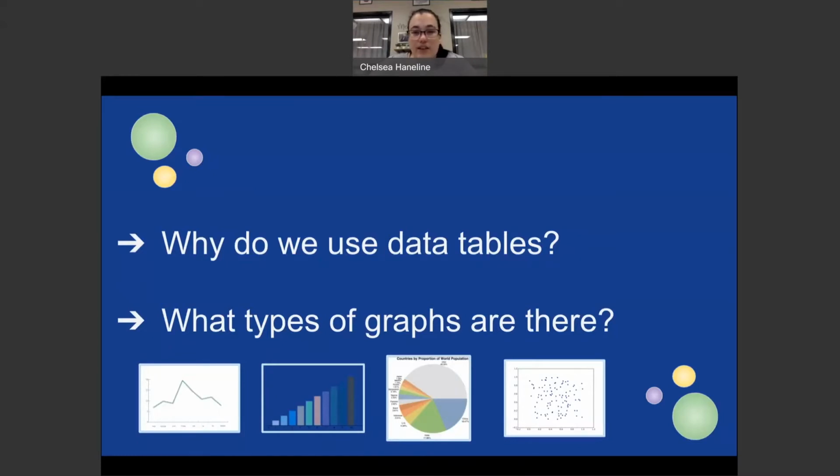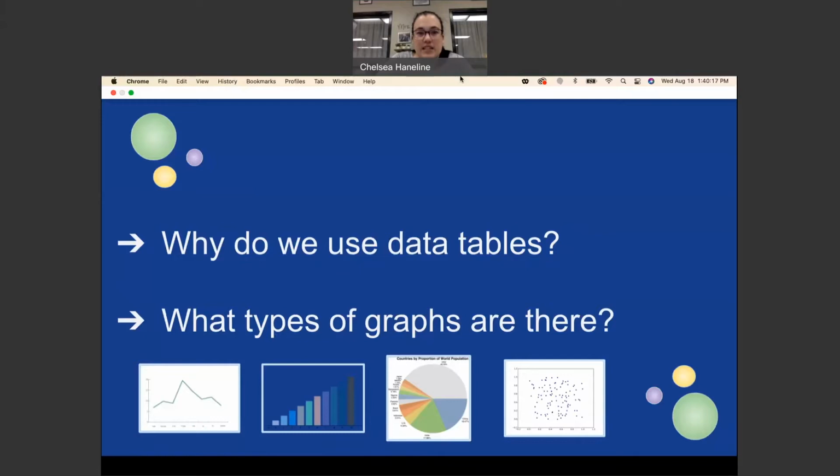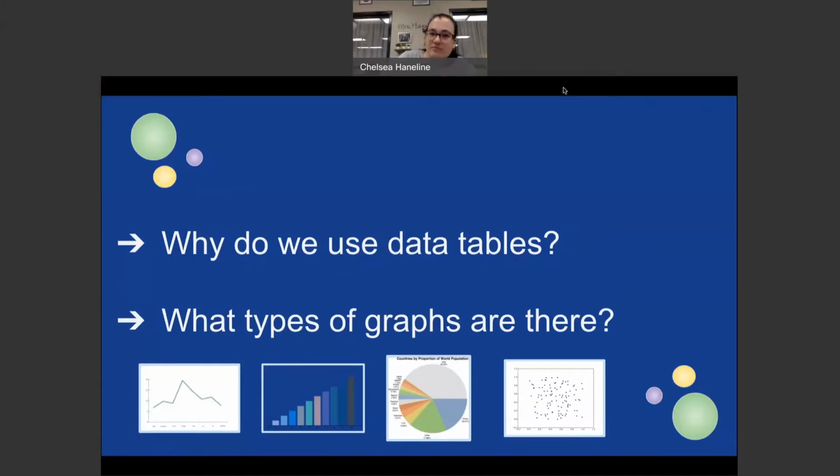So what types of graphs are there? There are line graphs, which is the one that is first shown right here. And then we have bar graphs, in the next box over here. Then we have pie charts next, and finally we have our scatter plots, which are mainly to look at trends. So you look at where things are most clumped together. This is pretty spread out, but in this middle region is where a lot of the dots are, and that's how we can look at trends.